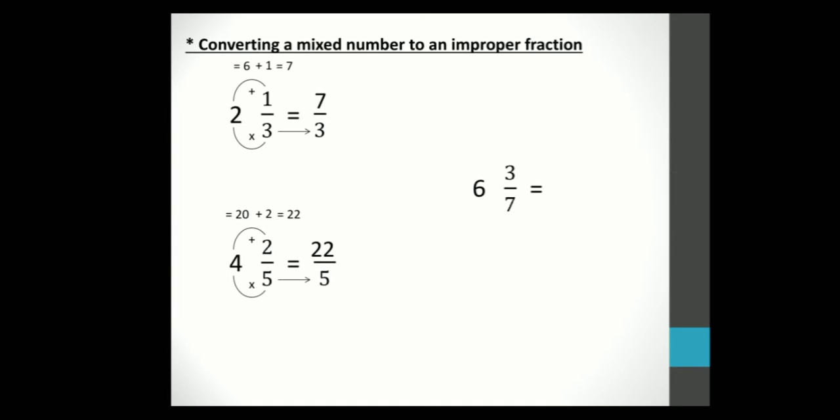Another example. 6 and 3 over 7. How can I convert 6 and 3 over 7 to an improper fraction? Yes, first we'll take 7 and put it down as it is. And then make 7 multiplying by 6. So 7 multiplying by 6 will be 42. And 42 plus 3 equals 45. So the result will be 45 over 7.